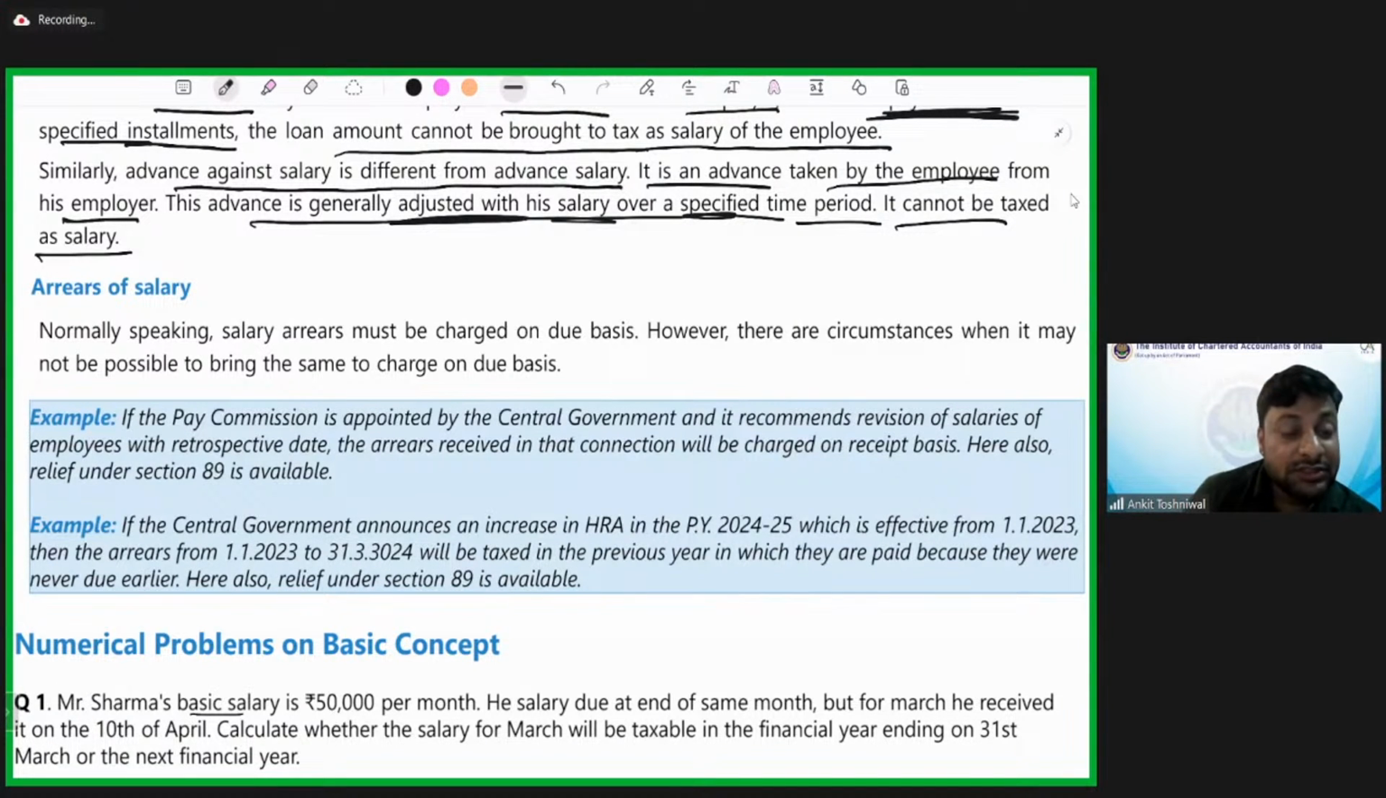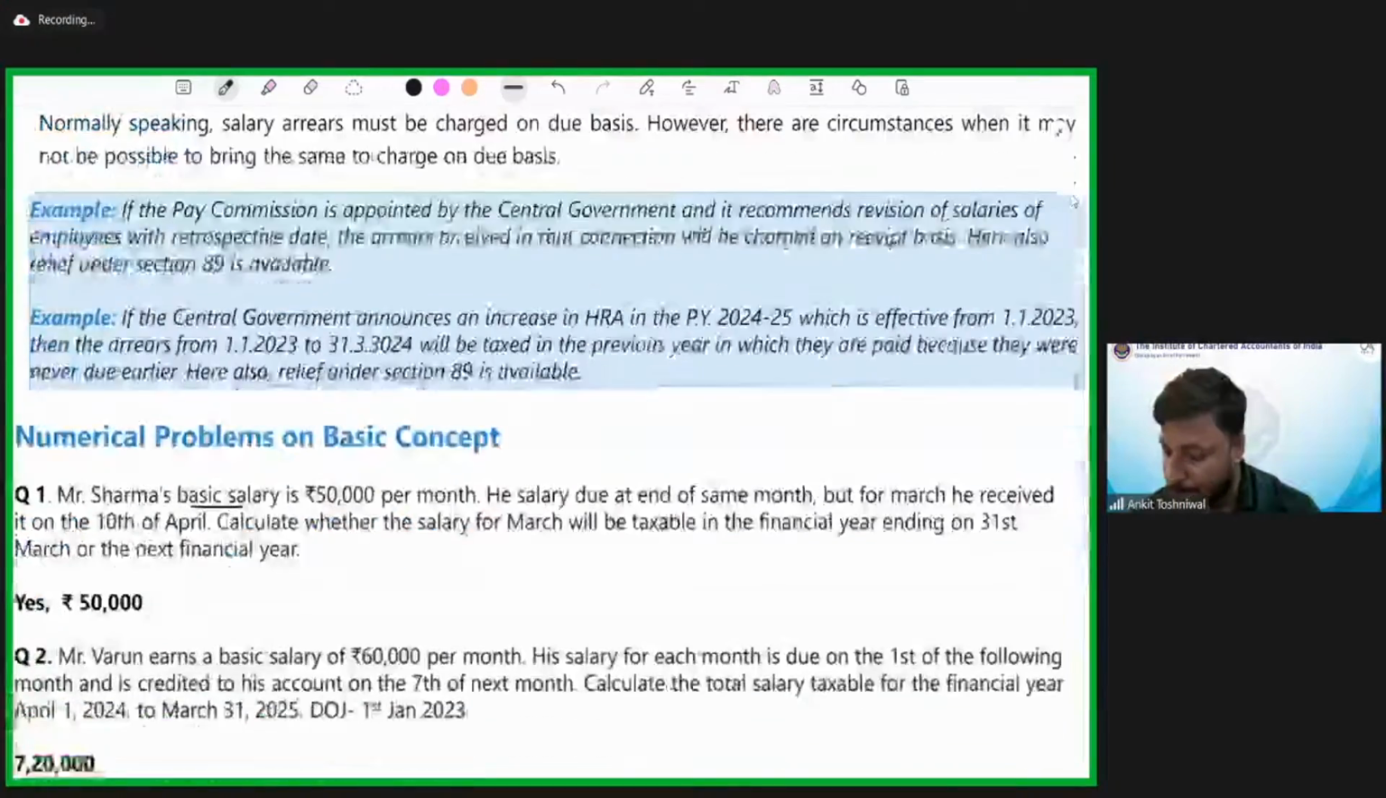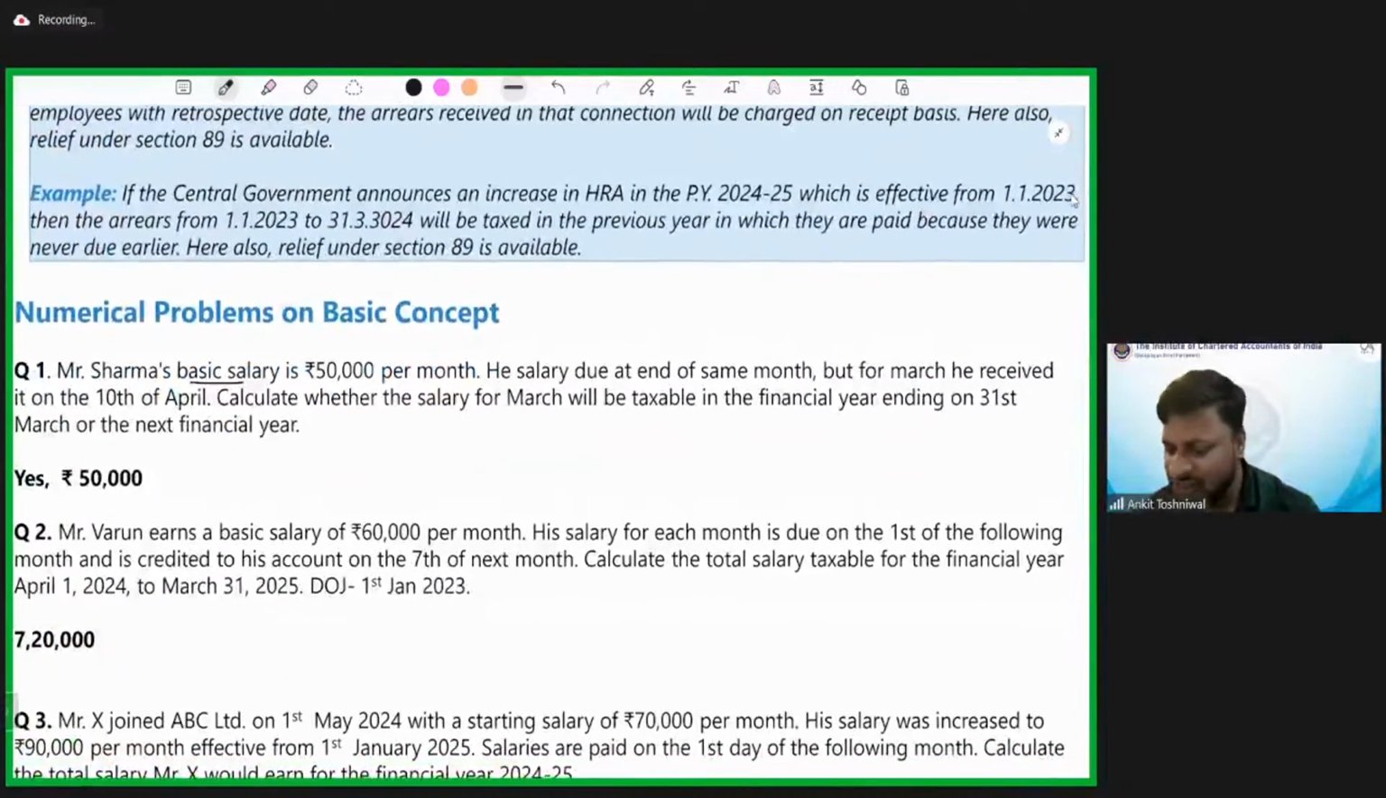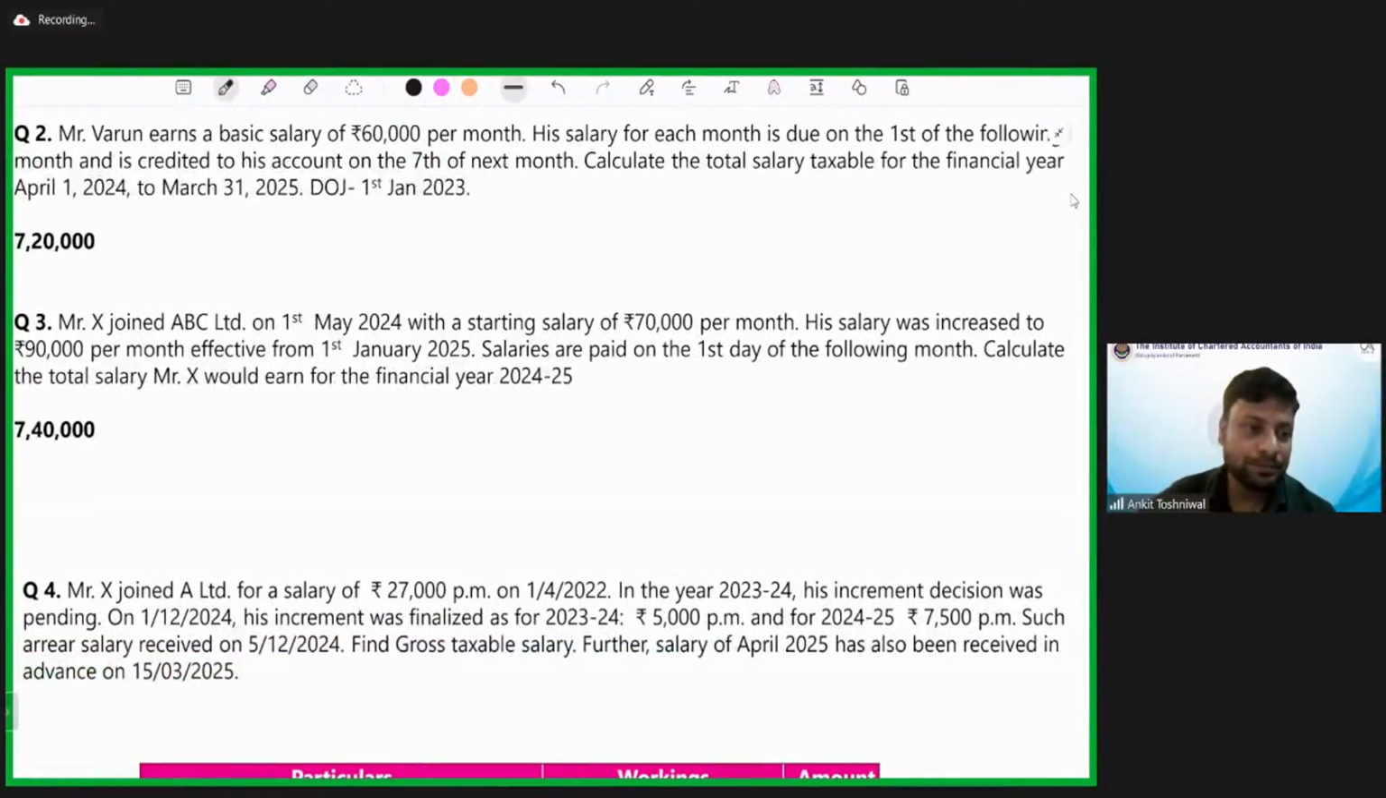See, salary due in which year? Salary due on 31st March. However, it is received in April. So, of due and received, whichever is earlier, it is taxable in the year of 31st March. Okay, 50,000 per month. Correct now? This is very easy.